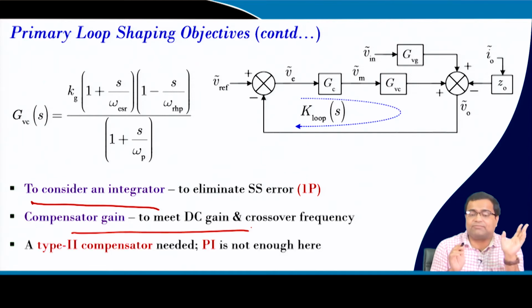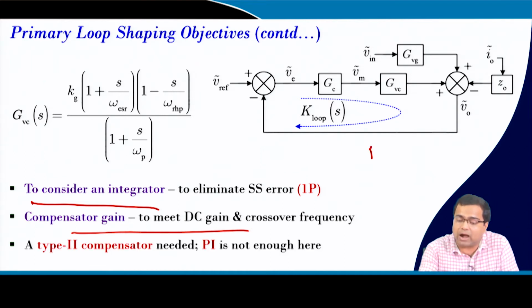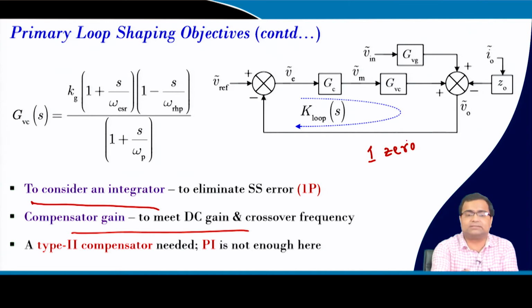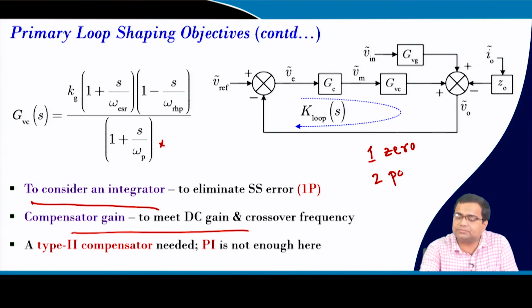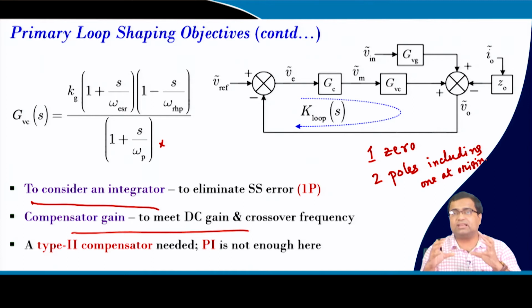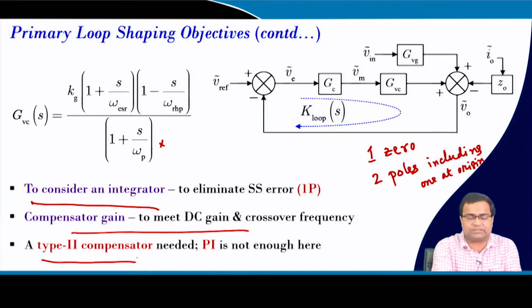So, in this case, since we need one zero to cancel this pole of the system, and two poles, including one at the origin, this represents a type 2 compensator. So, here a PI controller is not enough.